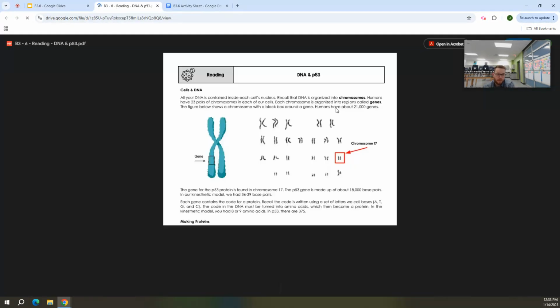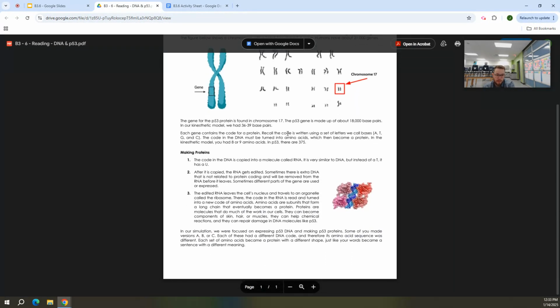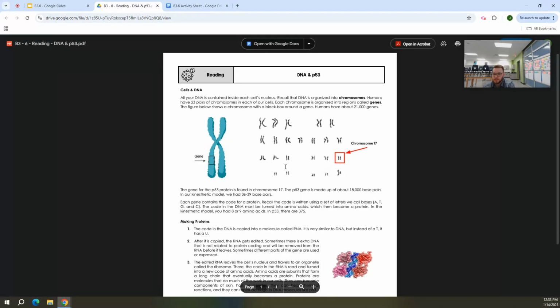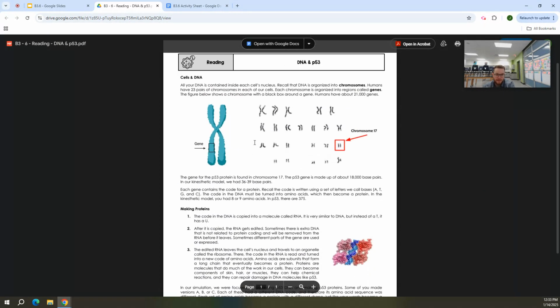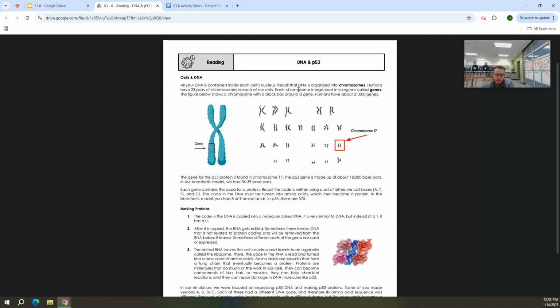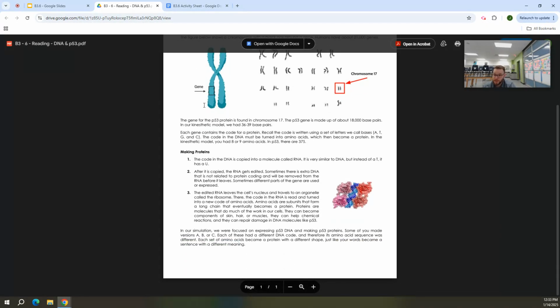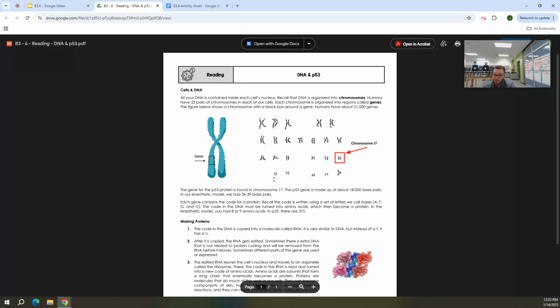I'm going to click on the link, and it's going to take you to this reading, okay? Again, it's super short. All the readings in this unit have been really short. So don't tell me it's too much reading, because it's a page, not even front and back. It's literally 4 paragraphs. So go ahead and read through this, and you're going to read more about cells and DNA and the process of making proteins.